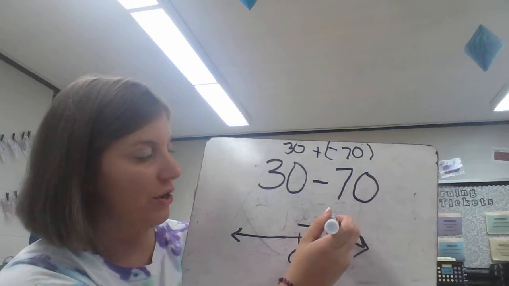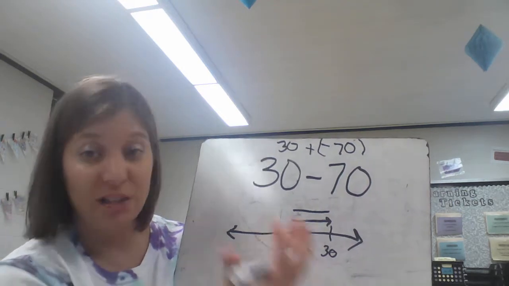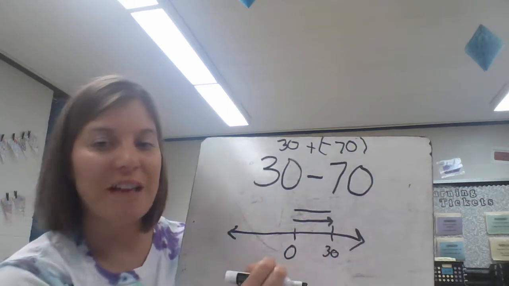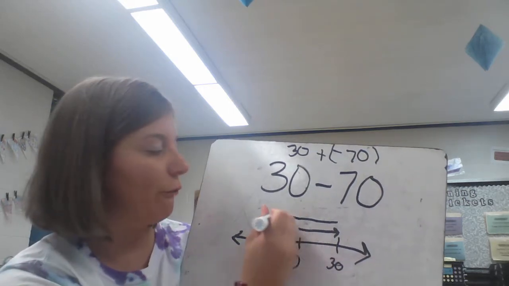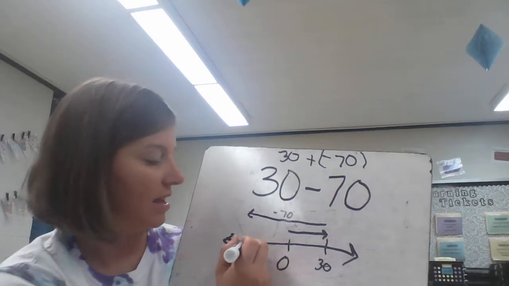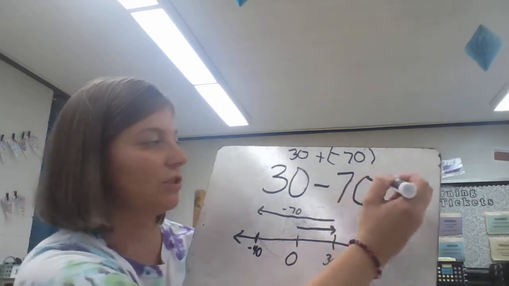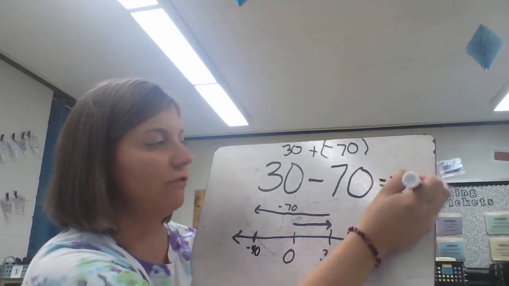So if I'm at 30 and I'm going to go backwards, 30 back to 0 is 30, but I need to go 70 backwards. So I need to go 40 more backwards. This whole line would be 70 long, and it's going to stop at negative 40. Okay, so my answer to that would be negative 40.